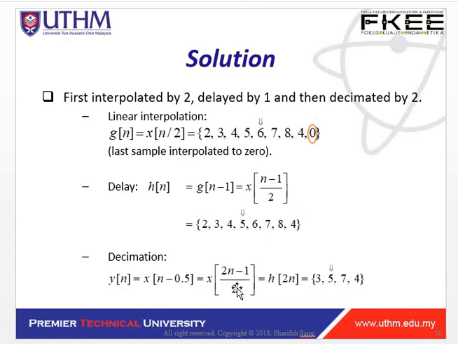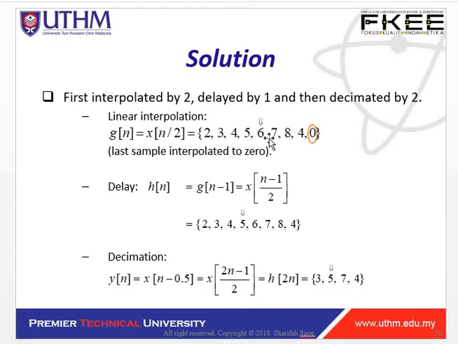So just now I told you you must interpolate by 2 first. Interpolate by 2, and the question asks you for a linear interpolation. So the question is 2, 4, 6, 8, right? And then linear interpolation. So 2 and 4, the linear is 3. 4 and 6, linear is 5.